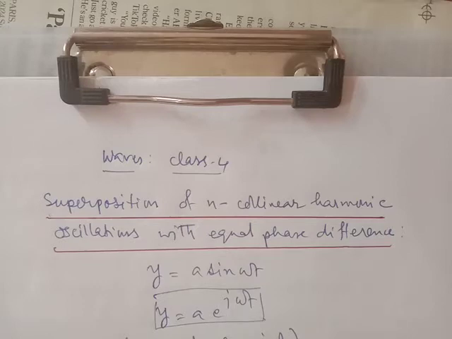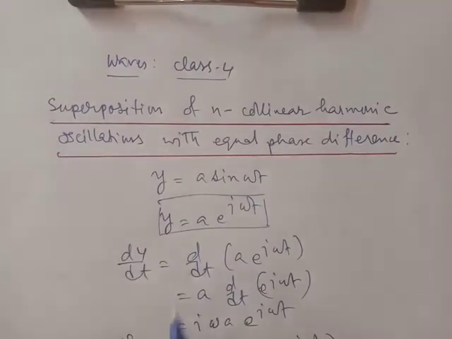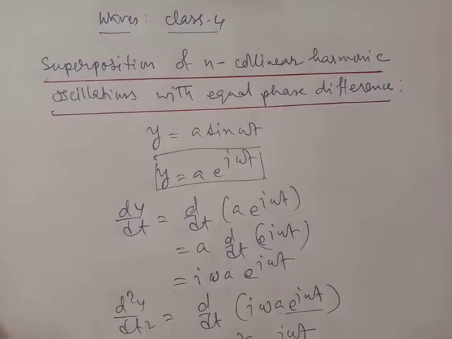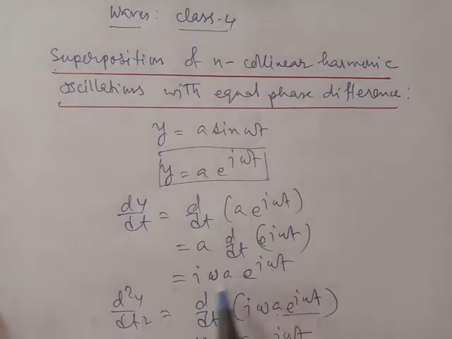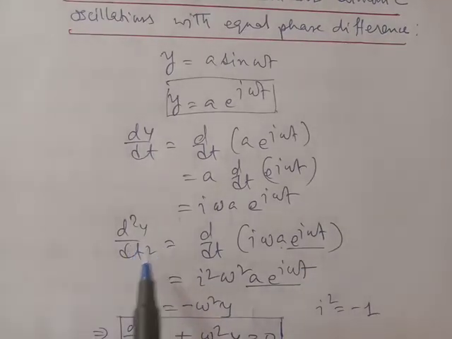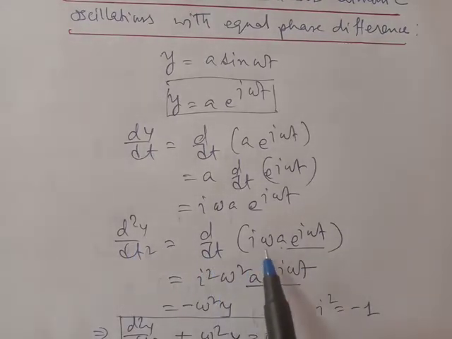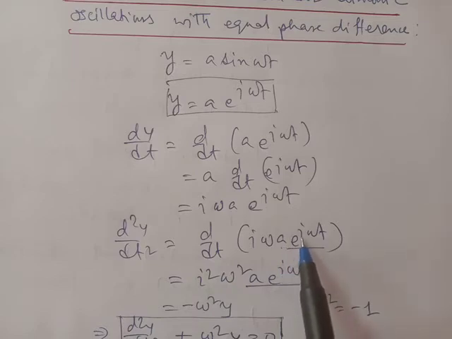So dy/dt is equal to d/dt of a e to the i omega t. So a will come out of the differentiation symbol, then d/dt of e to the i omega t. Already you know these things, I taught you in your class. So i omega will come out, i omega a e to the i omega t. Then take the second derivative, d2y/dt2 is equal to d/dt of i omega a e to the i omega t. Now i omega will come out after differentiation. Here another i omega will come out, so this will be i square omega square. So a e to the i omega t will remain there.